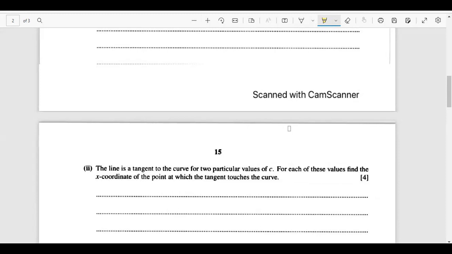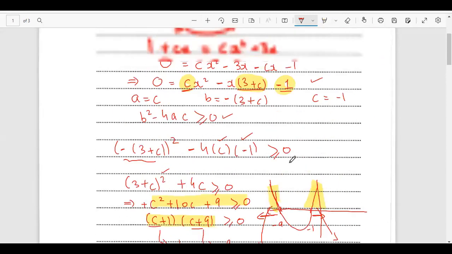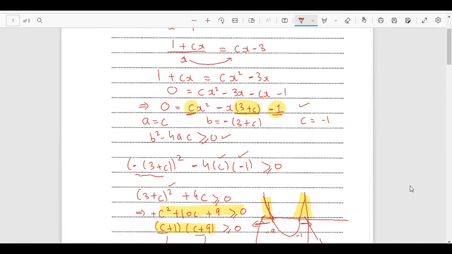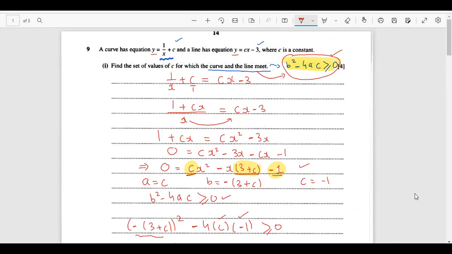Okay, forget about the second part. Let's talk about this part first. Let's talk about those two particular values of c. Now you don't need to do the entire working again. Let's just scroll up and see. We know that this time around for the second part, the scenario has changed, but everything is the same, right?